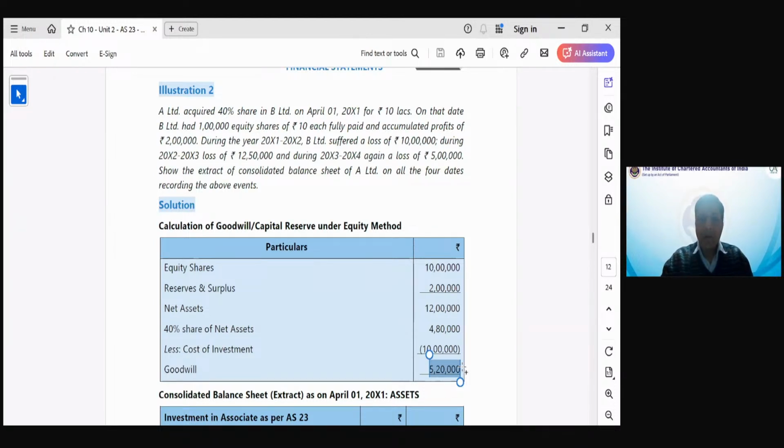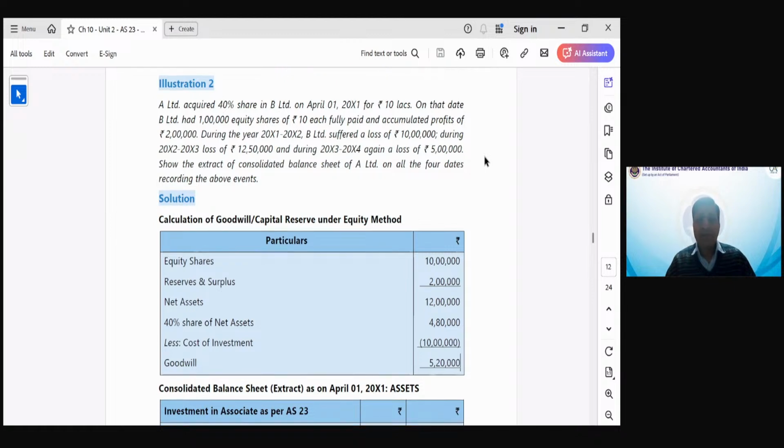Okay. So now let's move on to the presentation. If we have calculated goodwill, then I think presentation is going to be simple. In terms of presentation, what do we need? Only one thing. Cost of investment to be shown, and a split of cost of investment is required to be given. That's it.